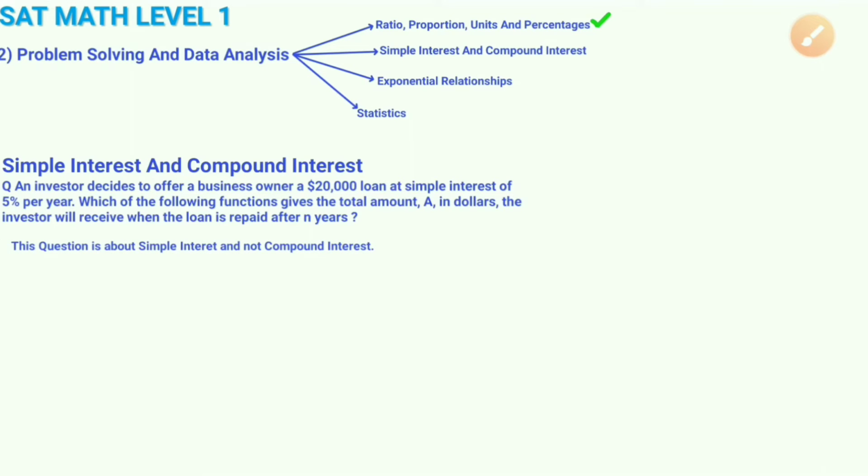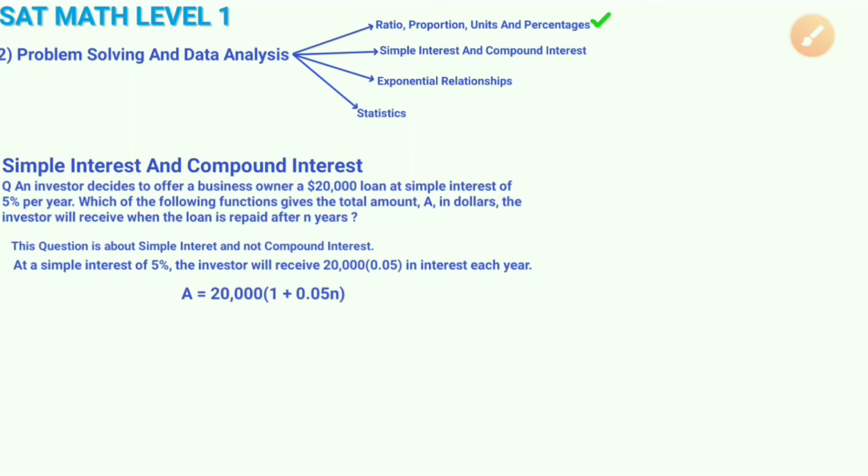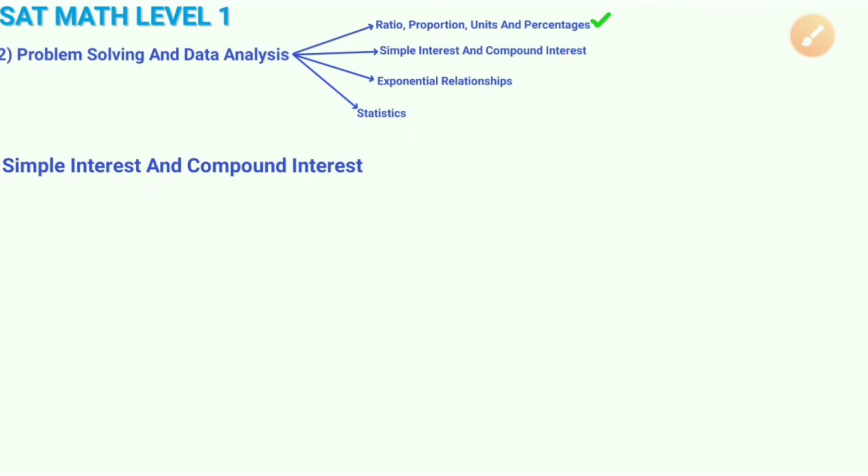This question is about simple interest and not compound interest. At a simple interest of 5%, the investor will receive 20,000 multiplied by 0.05 interest each year. So this is how it is. So this is the formula. Okay, so simple interest and compound interest are done.